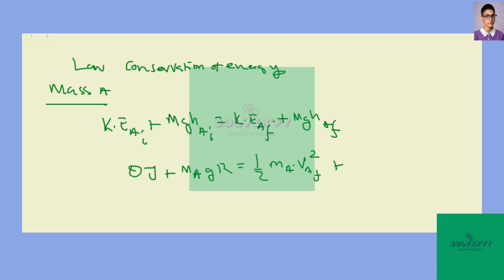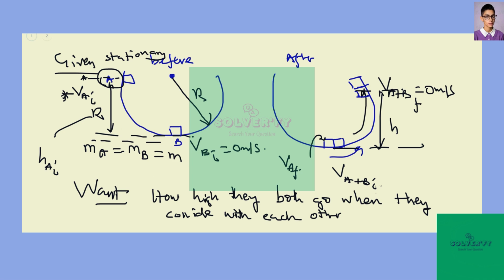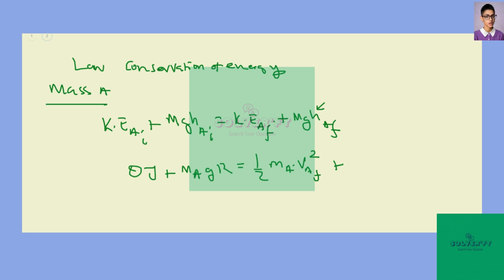And then plus the height when they collide, this height right here is at 0 meters. So even though we're thinking about potential energy, at the base the potential energy is 0 joules. So then we end up having mass of A times g times r equals 1/2 mass of A times the final velocity of A squared. These two masses cancel out.